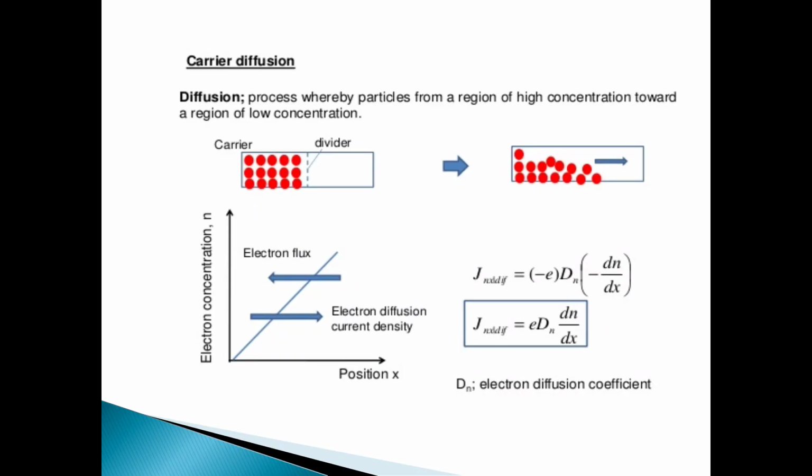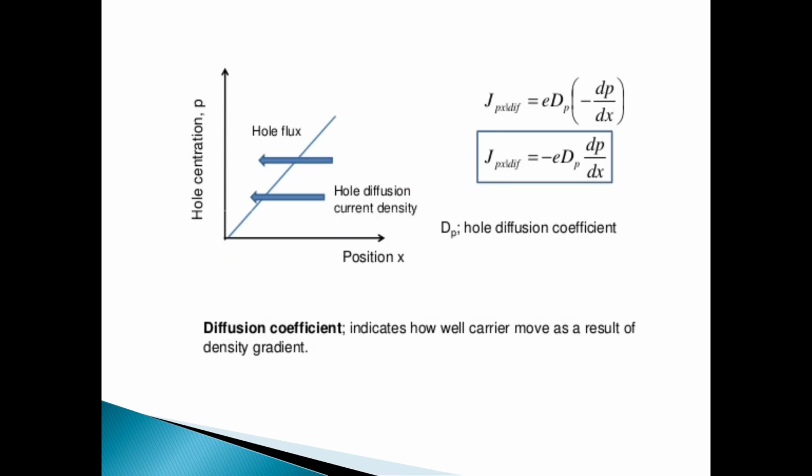The electron diffusion current density will be opposite to the flow of electrons. Here, the electron is flowing from right to left, so the direction of current will be the opposite, that is from left to right. The electron diffusion current density equation is shown as minus of e Dn, minus of dn by dx. So it becomes e Dn dn by dx, where Dn is the electron diffusion coefficient.